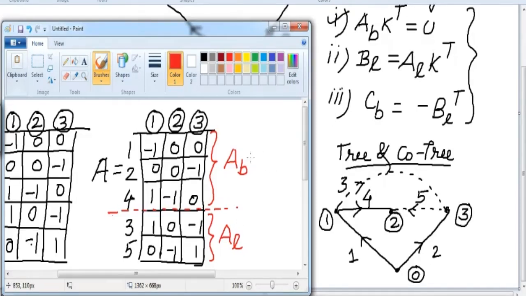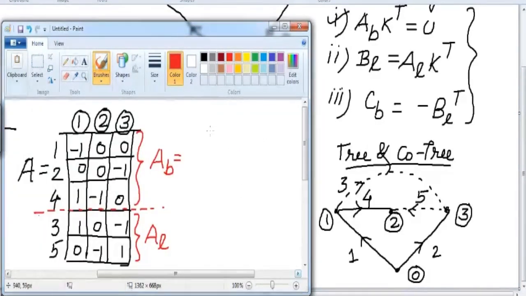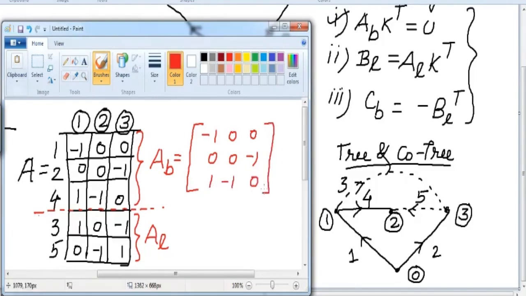So if I write AB, how can I write it? Let us see how this AB can be written. This AB can be written in the form of a matrix in this way: -1, 0, 0, then 0, 0, -1, and then 1, -1, 0. Is that clear, everyone? Please reply quickly. Is that clear how we have written this AB? Similarly, we have to write AL. So AL will be the matrix in this way: 0, -1, 1. So here I have explained how to write AB and AL.